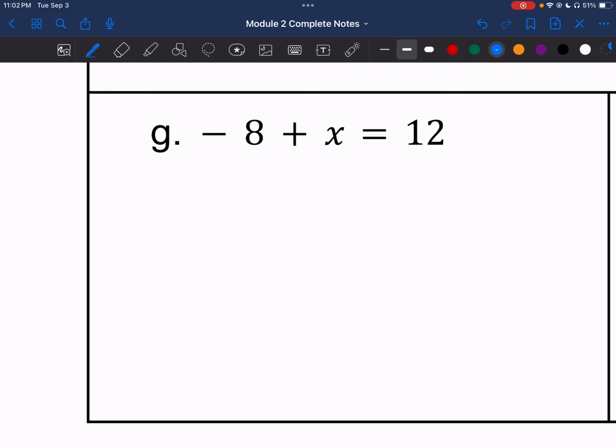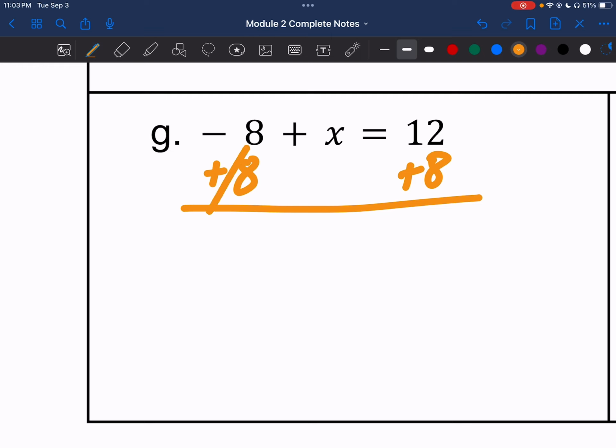All right. For letter G, this is just like what we saw in example E in the previous row. So we are going to do the opposite of what we see. The opposite of negative 8 is plus 8. We do that to both sides of our equation, and negative 8 plus 8 cancel out, and we're left with, sorry, x is equal to 20.